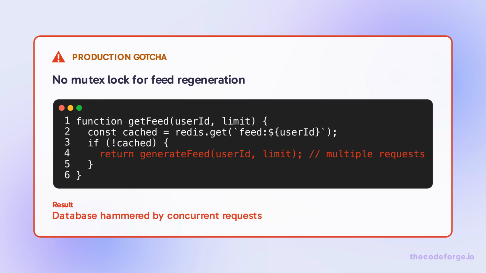When a celebrity posts, pull-based followers will all try to generate their feed simultaneously. Use a mutex lock per user to prevent multiple requests from regenerating the same feed. Otherwise, your database will be hammered.